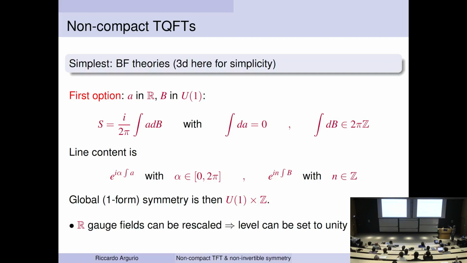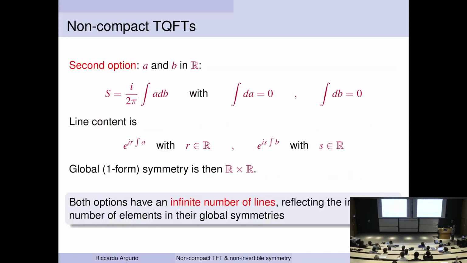It's arbitrary. The other option is to have both fields in R, and then in this case both have zero flux. In this case it's simpler, so all the lines take values in R. In other words, they are labeled in R. And so the global symmetry is R times R. So in both of these examples, the number of lines is infinite. This is, in some sense, expected, since these theories have continuous symmetries.